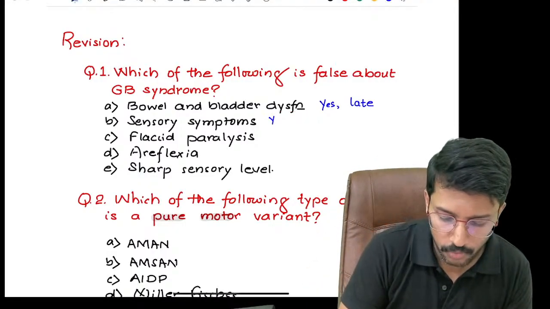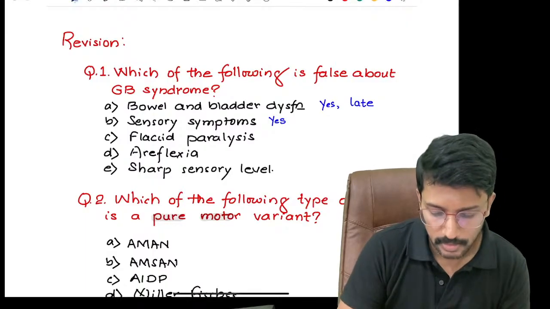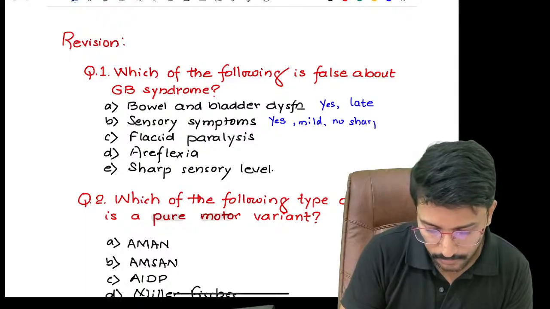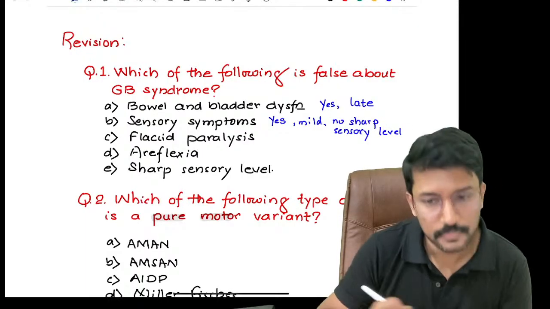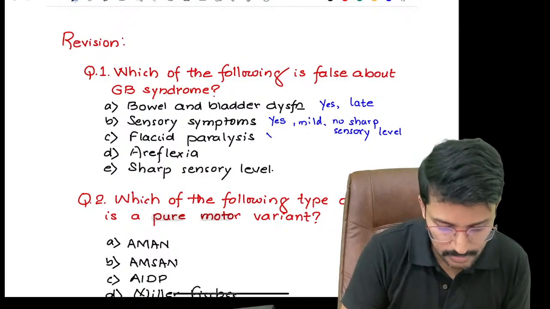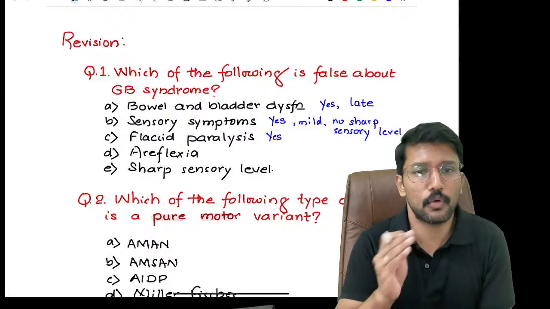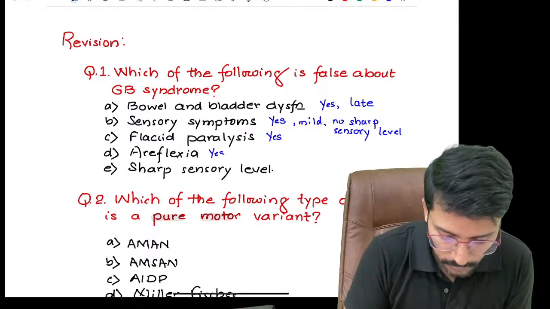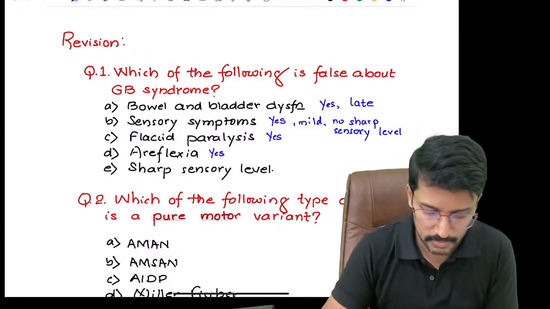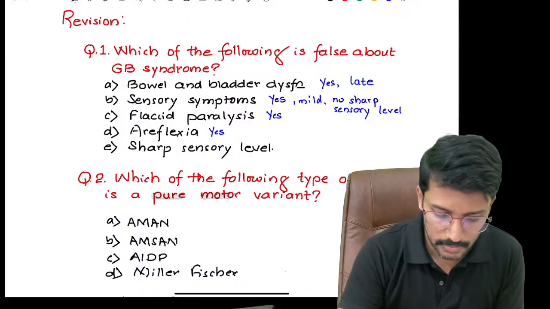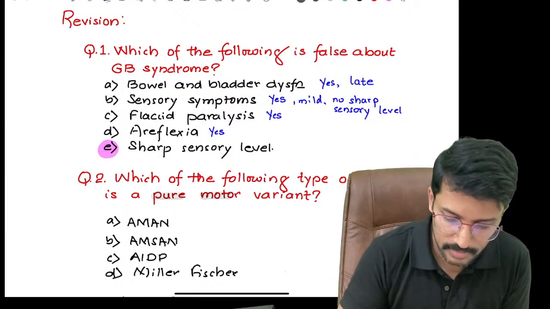Sensory symptoms we have or no? We can have sensory symptoms, but it is generally mild and there will be no sharp sensory level. So if there is sharp sensory level, it points towards spinal cord pathology. Will we have flaccid paralysis? Yes, it is the disorder where there is involvement of lower motor neurons, so you will have flaccidity, right? Will we have areflexia? Yes, this is the disorder where there is involvement of LMN, so we will have areflexia. So sharp sensory level is something which is against the diagnosis of GB syndrome. So that becomes our answer.